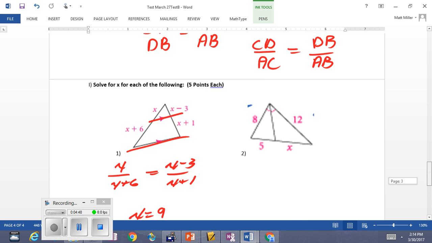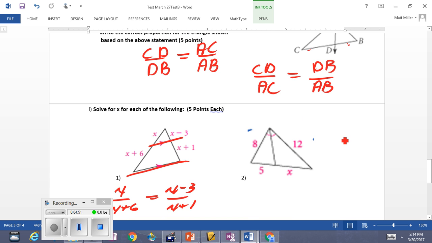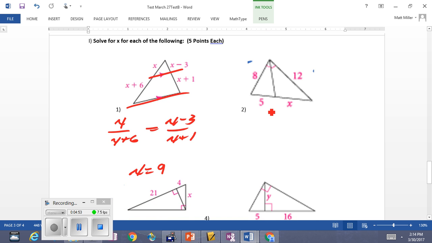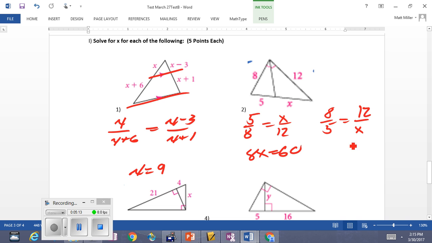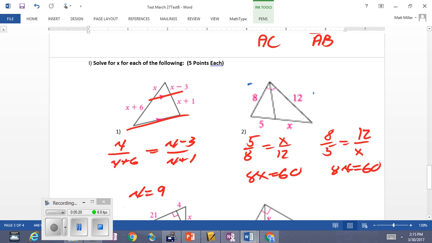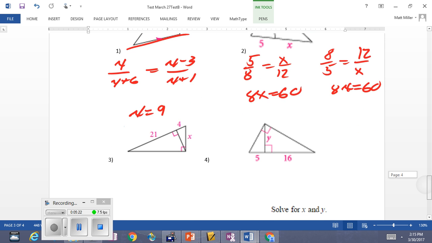Number 2 is the proportion that was just stated above here. So in that case, we could say 5 is to 8 as x is to 12, okay? All right, we could have also said 8 is to 5 as 12 is to x. Either way, when we cross multiply, we get 8x equals 60. Same thing, we get 8x equals 60. That's why you know that the proportion is valid, because when you cross multiply, either way, you get the same thing.